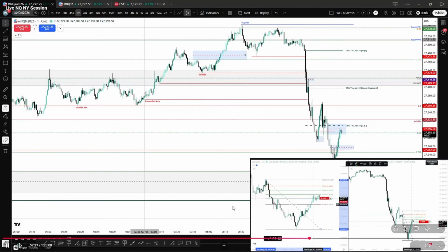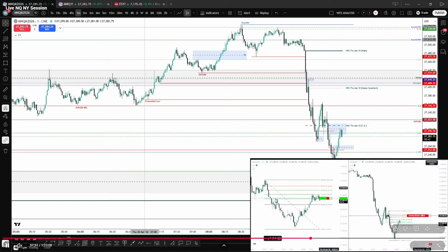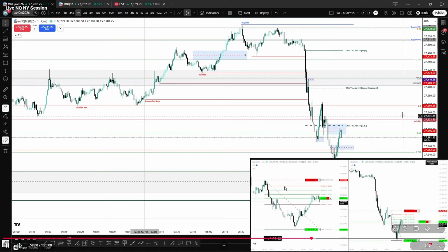So what I'm looking for right here is I go short. Where am I going short? I'm going short above these relative equal highs right here. Right, so I'm taking a short here. I'm putting my stop up above the high. You see there's a fair value gap in here.